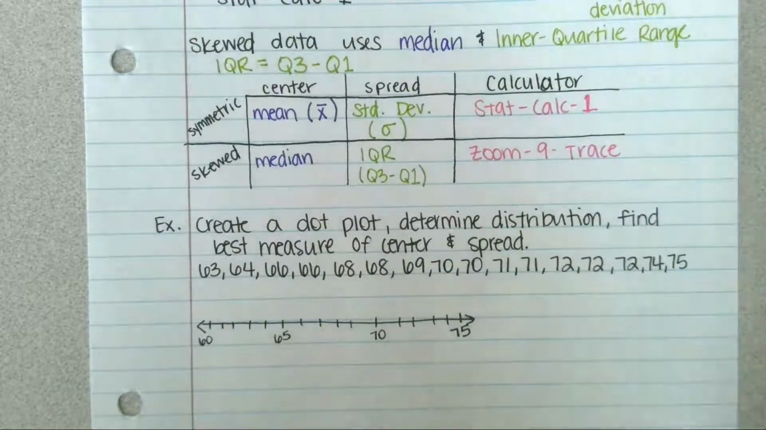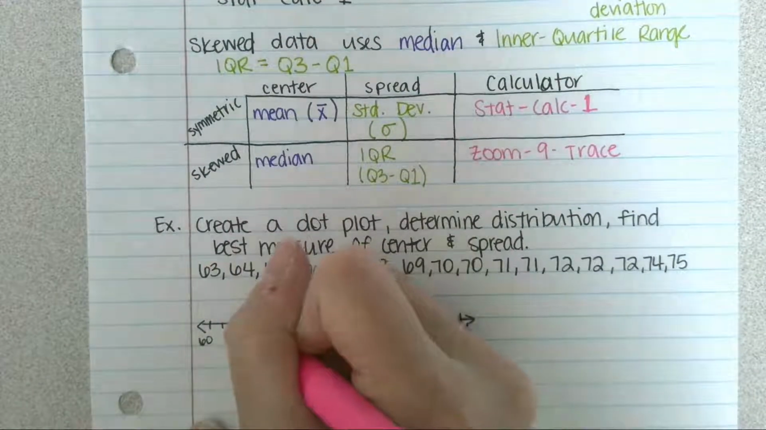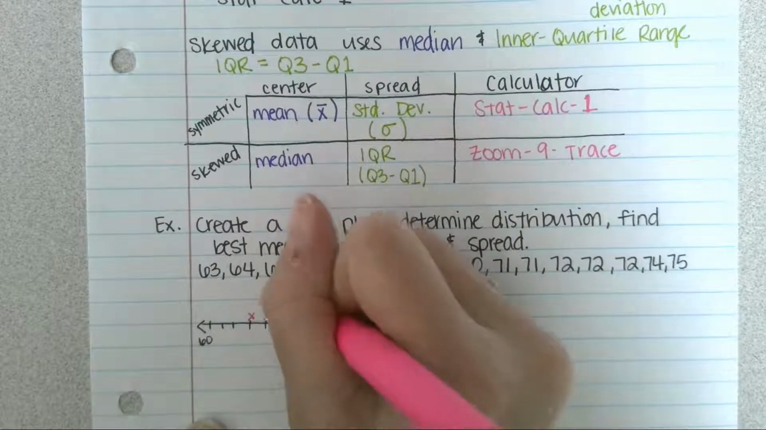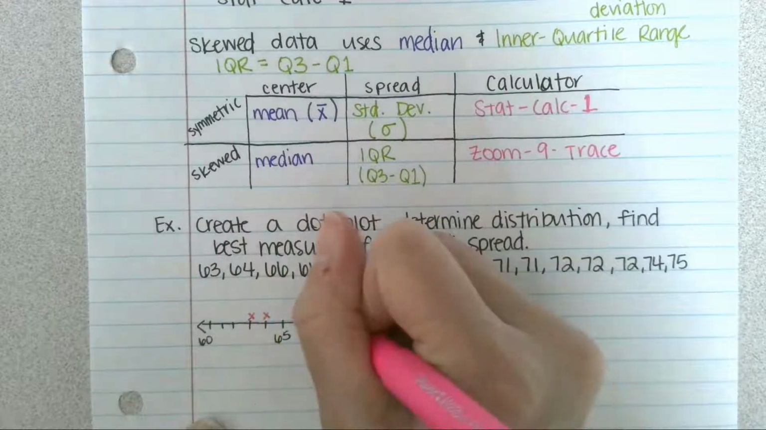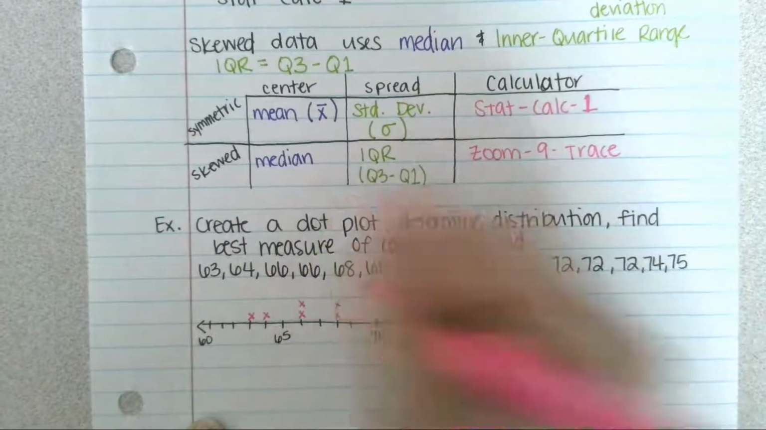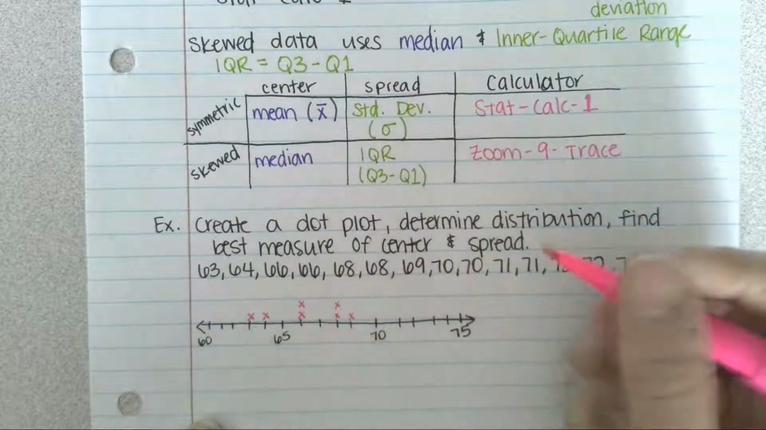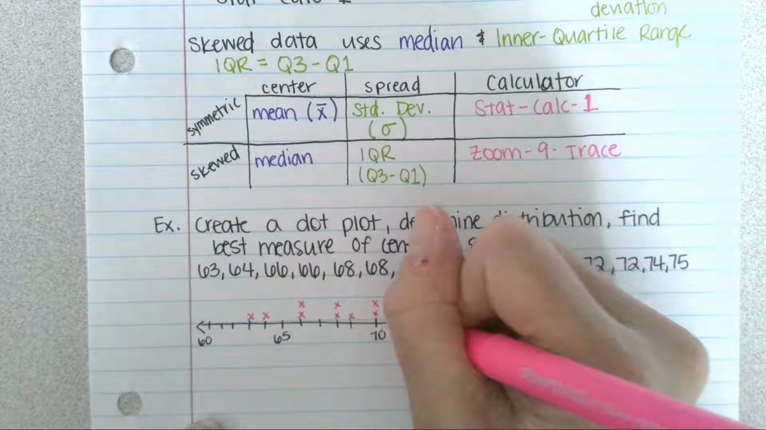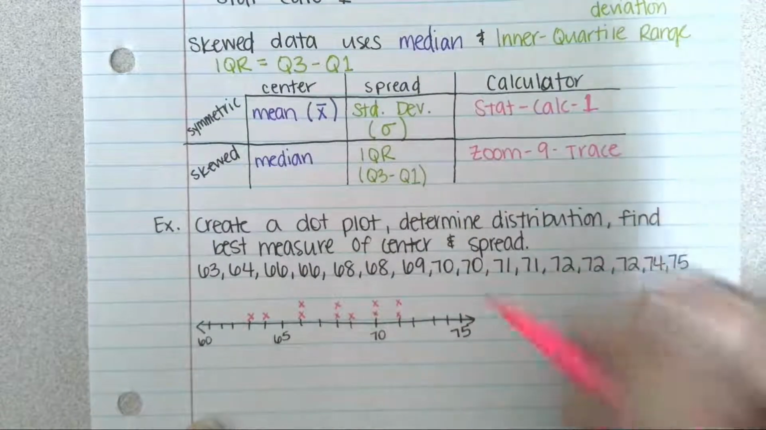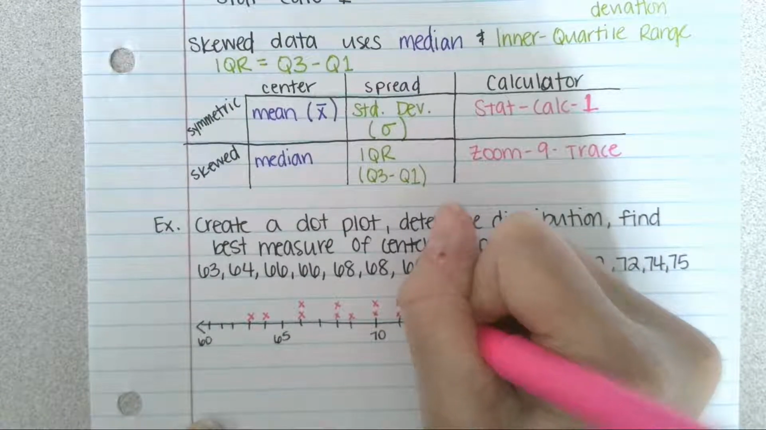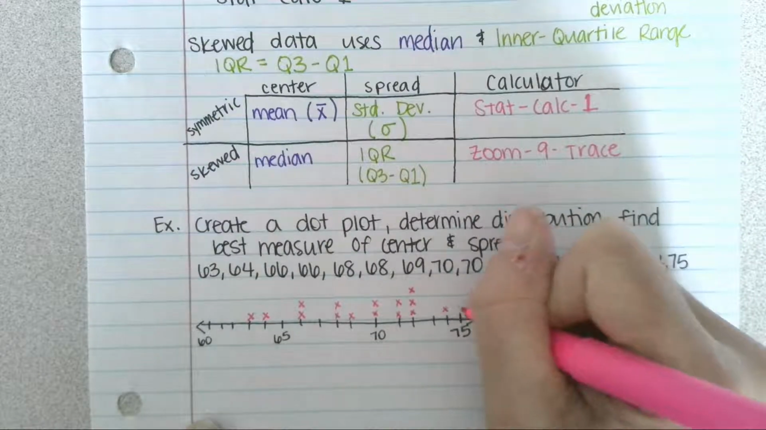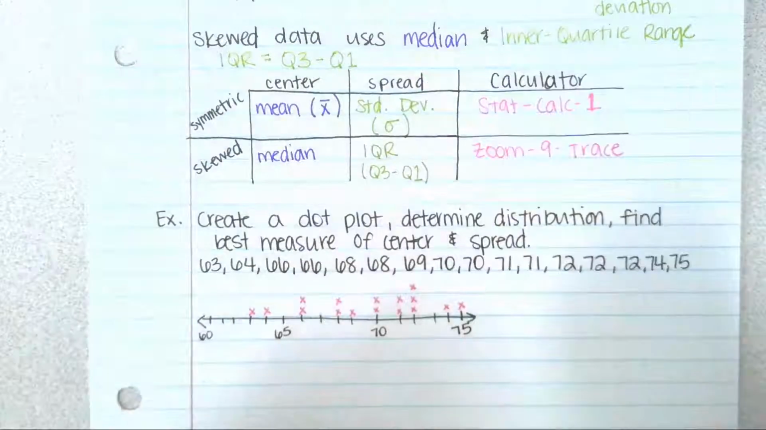So to create our dot plot, I've got 1 at 63, 1 at 64, 2 at 66, 2 at 68, 1 at 69, 2 at 70, 2 at 71, 3 at 72, 1 at 74, and 1 at 75. So here is my distribution.